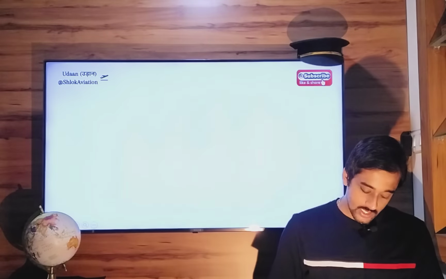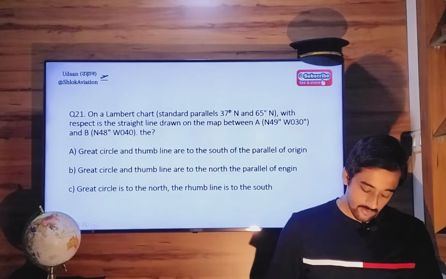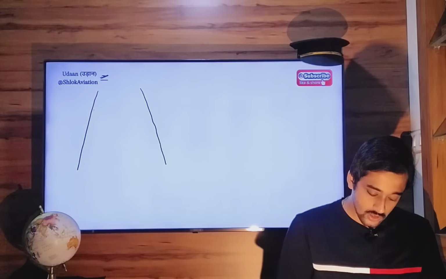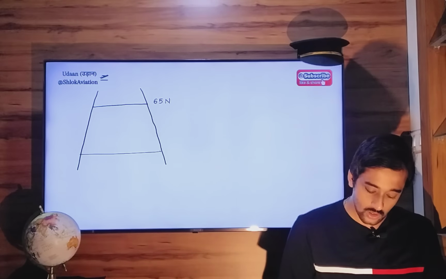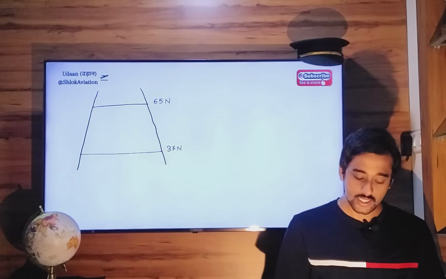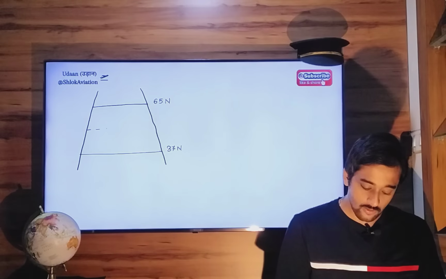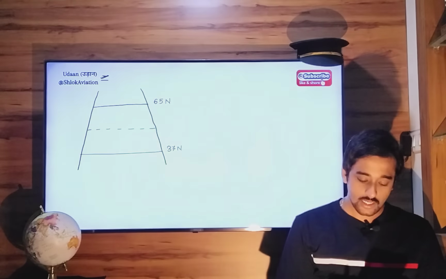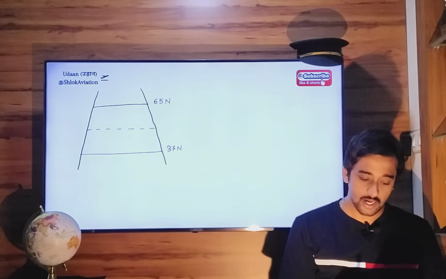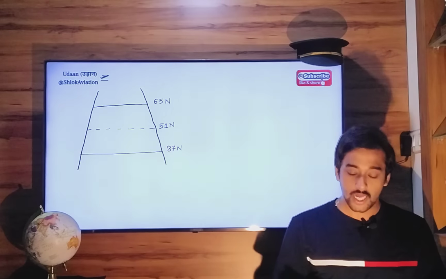So let's draw this Lambert's. Let's consider this is your Lambert's chart. The two standard parallels are 37 north and 65 north. So this is your 65 north and this is your 37 north. Okay, these are your standard parallels. Now the parallel of origin will be the average of these two standard parallels, which is equal to 65 plus 37 divided by 2, 51 degree north. So 51 degree north will be your parallel of origin.